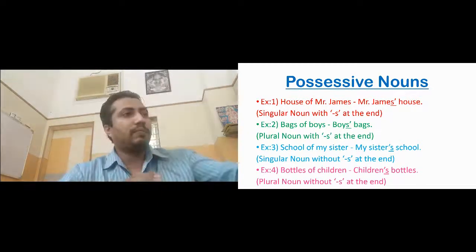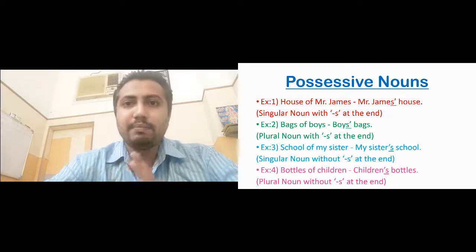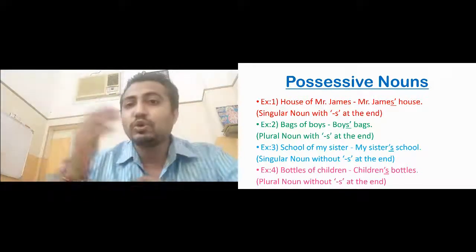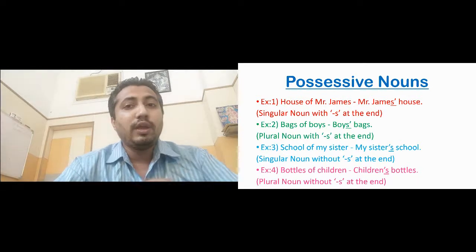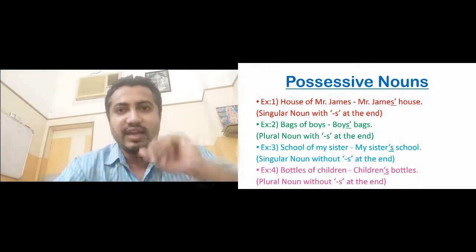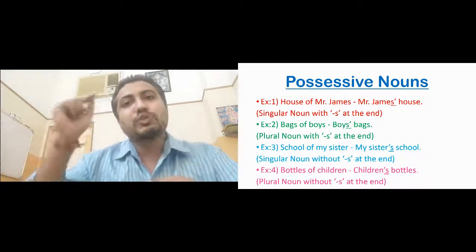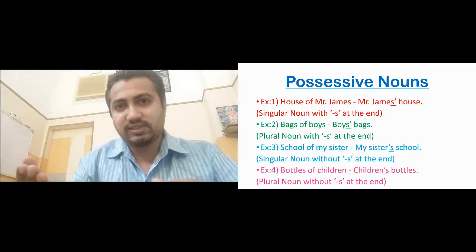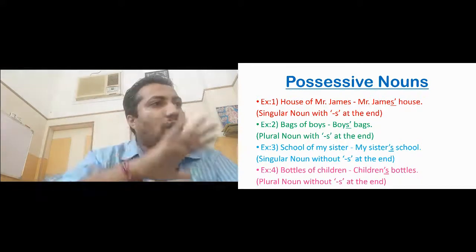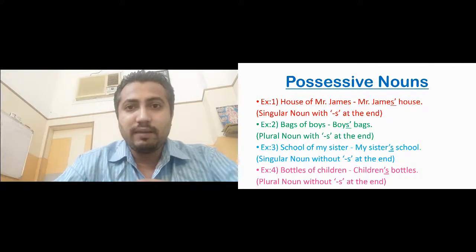Okay, now look at the next example. Bags of boys. Boys का bags. अब हमको इसको possessive में दिखाना है. We have to show it in possessive. How are we going to show it? Boys. If you go to see boys, last में s है ना, there is an s. So to make it possessive, we only have to put an apostrophe after the s. वो लास्ट में जो s है उसके बाद हमें जस्ट एक apostrophe डालना है. So boys' bags. Okay students, then look at the third example.